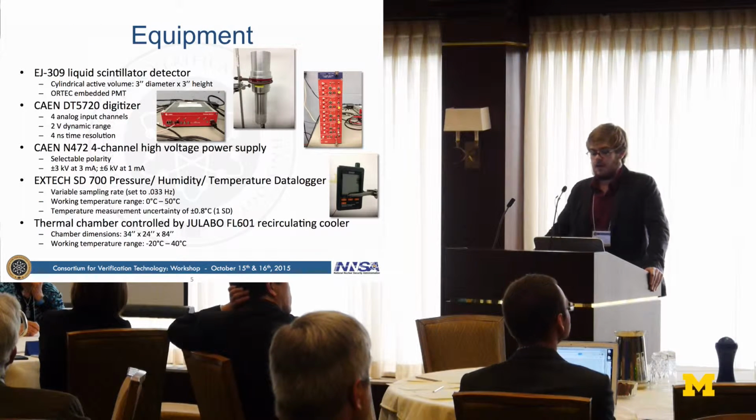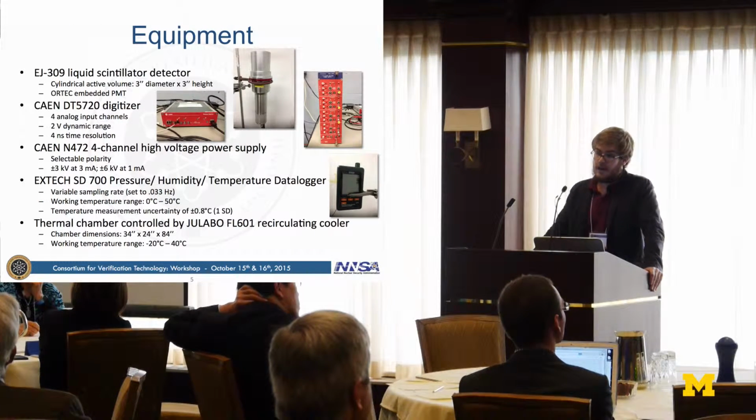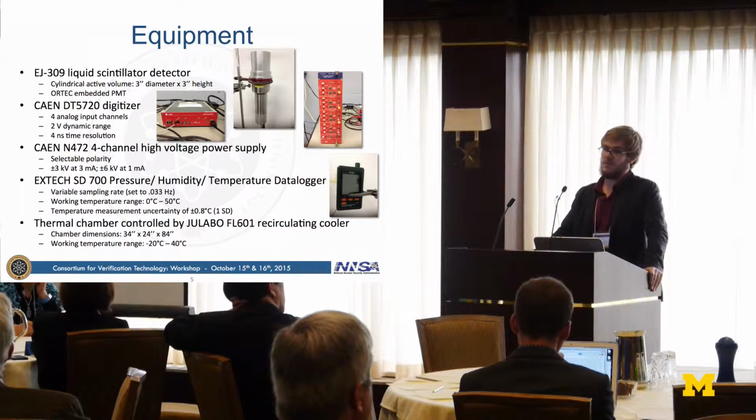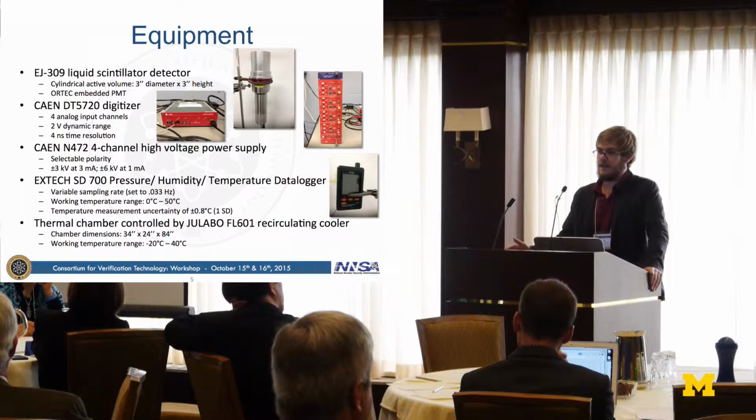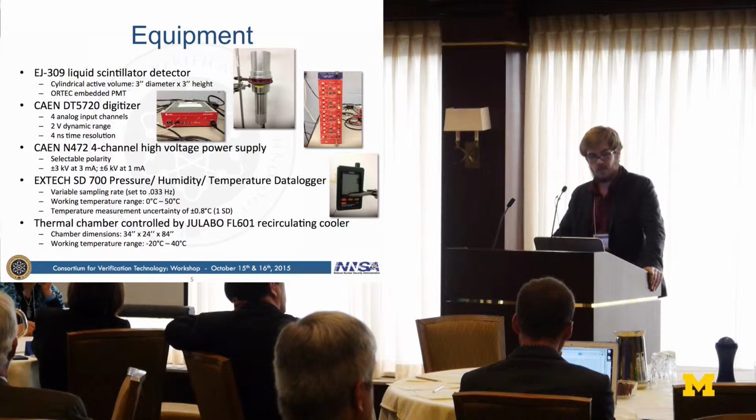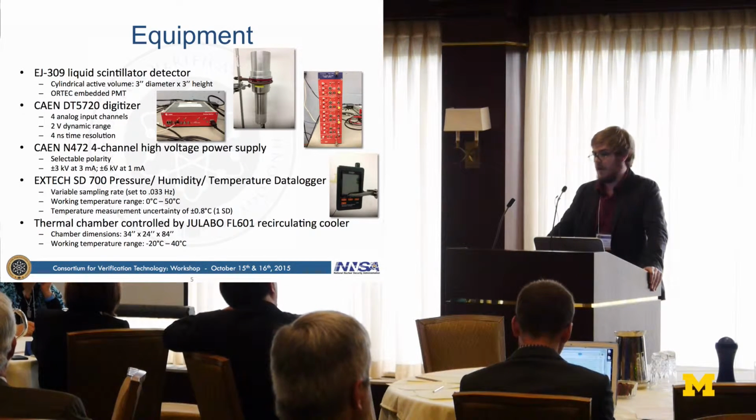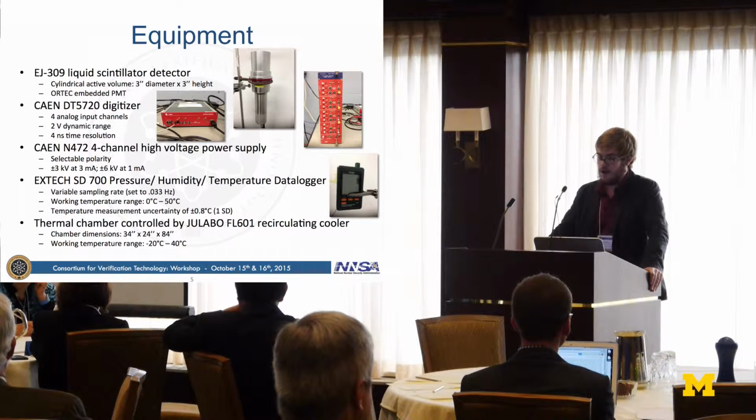The detector that we used was an EJ309 liquid scintillator with a cylindrical active volume that was 3 inches tall by 3 inches in diameter, and it also had a Vortec embedded PMT. We used a CAEN DT5720 digitizer with 4 analog input channels, a 2-volt dynamic range, and 4 nanosecond time resolution, as well as a CAEN high voltage power supply with selectable polarity.